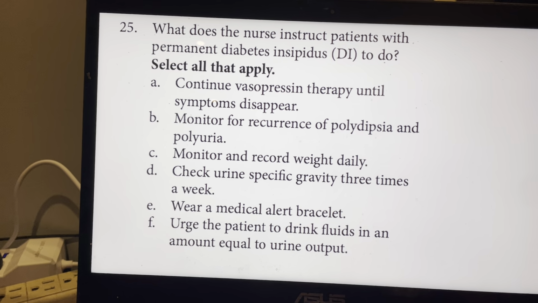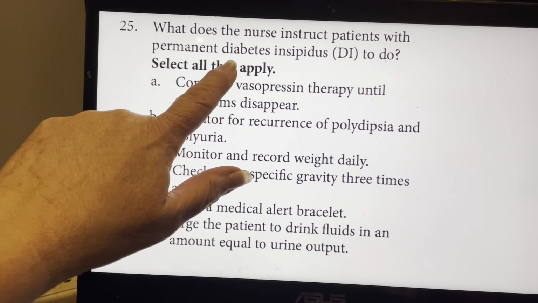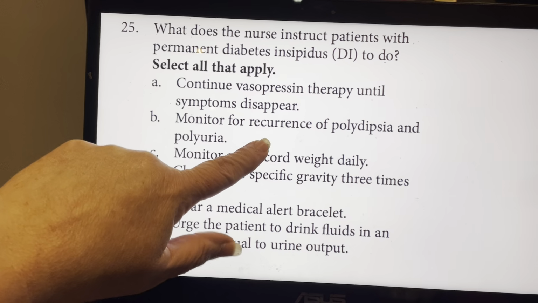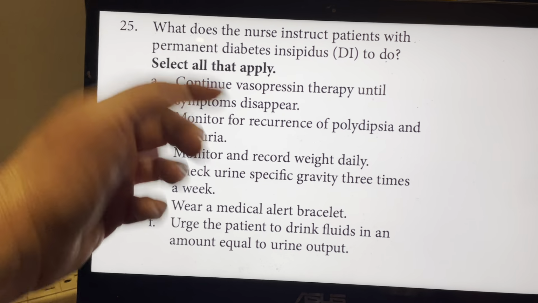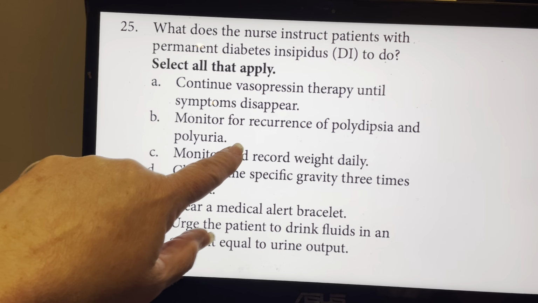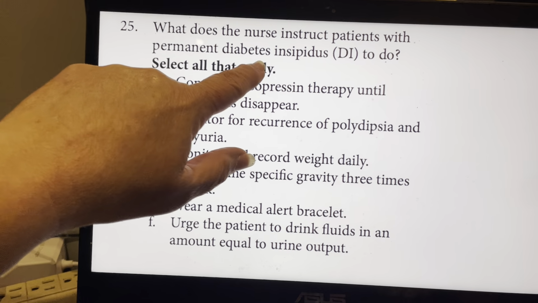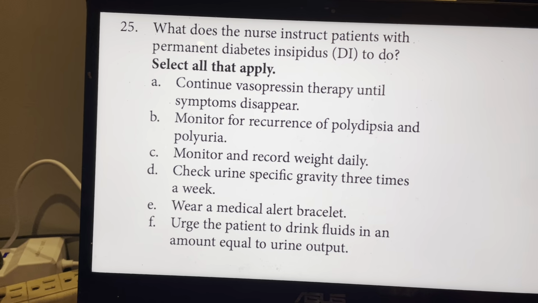What does the nurse instruct patients with permanent diabetes insipidus to do? Select them all. Continue your vasopressin therapy until your symptoms disappear. Monitor for recurrence of polydipsia and polyuria. That's the diabetes of diabetes insipidus. They don't have polyphagia because that's caused by the sugar or the lack of sugar in the cells. But polydipsia and polyuria are in diabetes insipidus.